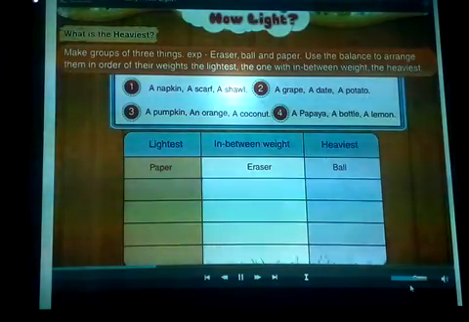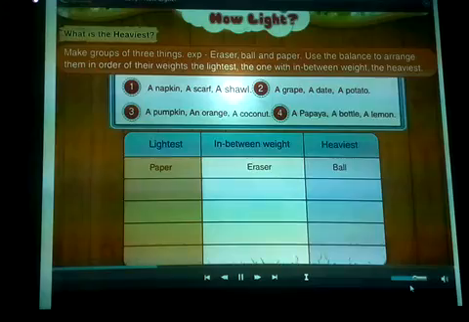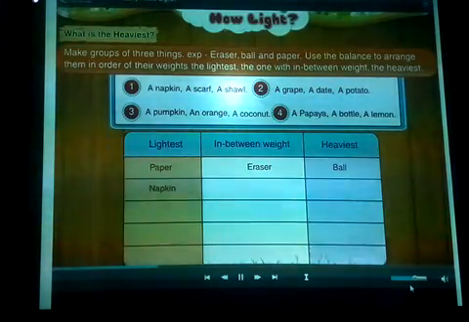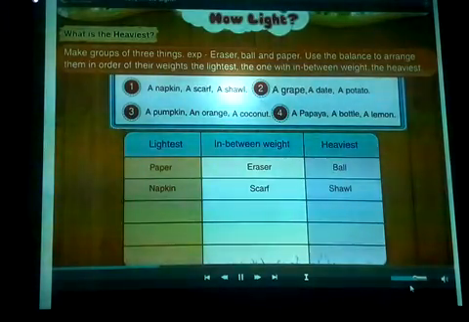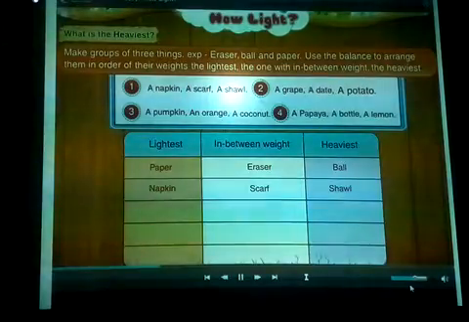We have to complete the table with at least 5 examples. 1. A napkin, a scarf and a shawl. The lightest is napkin. Scarf has in between weight and the shawl is the heaviest. Similarly, a grain, a date and a potato.